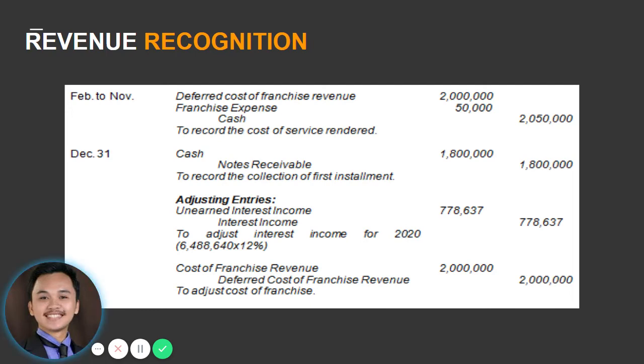Okay? So that means from our 1.8 million, 778,637 is applicable for your interest. So that means only 1,021,363 is applicable for your principal. Later on, we will use that 1,021,363. But this time, we account for our cost of franchise revenue. So debit to cost of franchise revenue of 2 million, credit to deferred cost of franchise revenue for 2 million also.